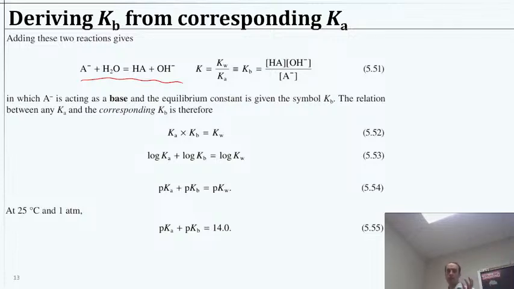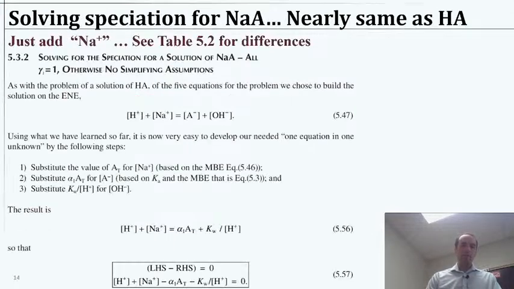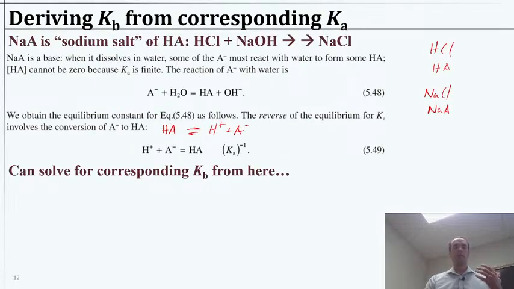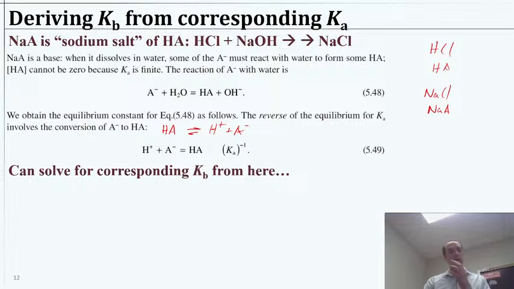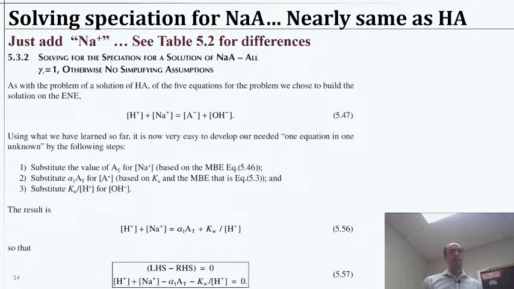Okay, so that's the deal with these Kb's. Given that, we can deal with these base simplifications. Otherwise, it's pretty much the same stuff. So when we want to solve for the speciation, that's what we do, just like we did in the acid conditions. The only thing is we're adding that sodium.